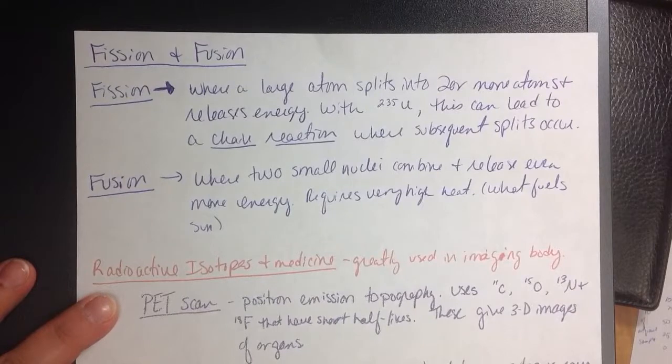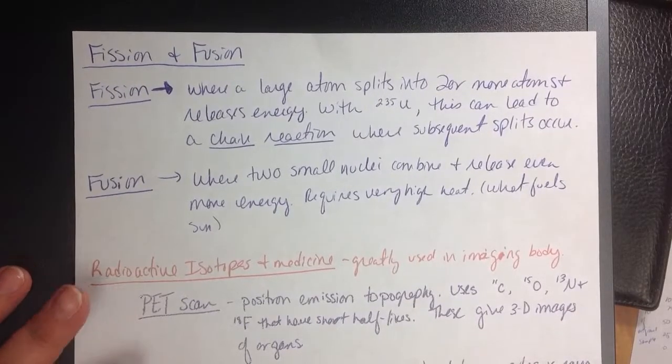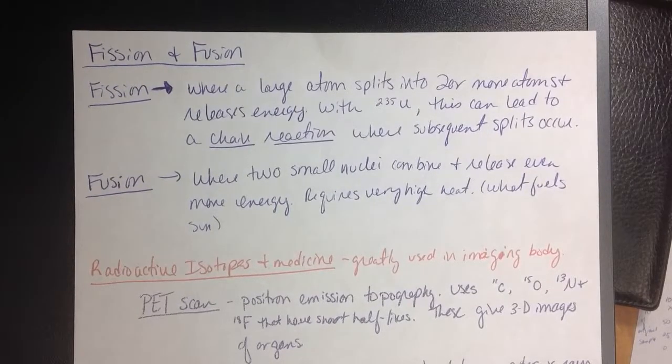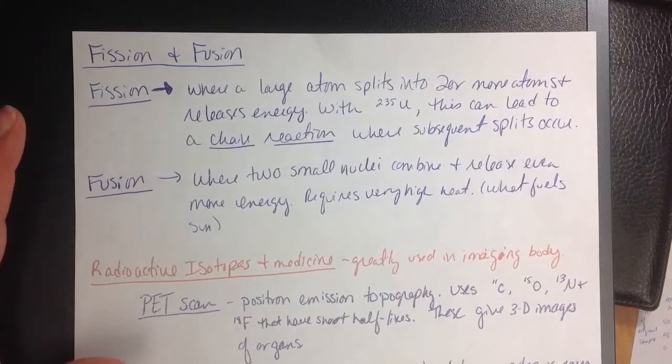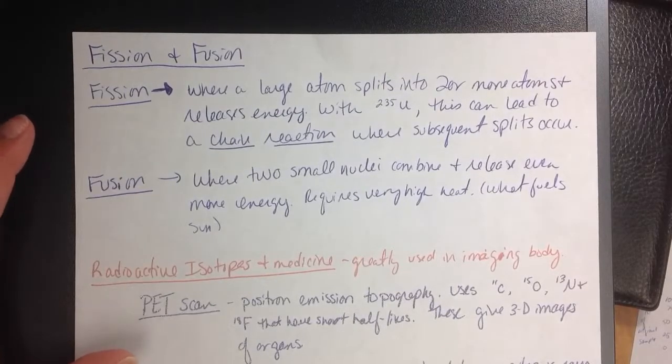Fusion is what takes place in stars, where two small nuclei combine and release even more energy than what you have in fission. But the problem is it requires very, very high heat to make that process begin. And that's what fuels the sun, stars, that type of thing.